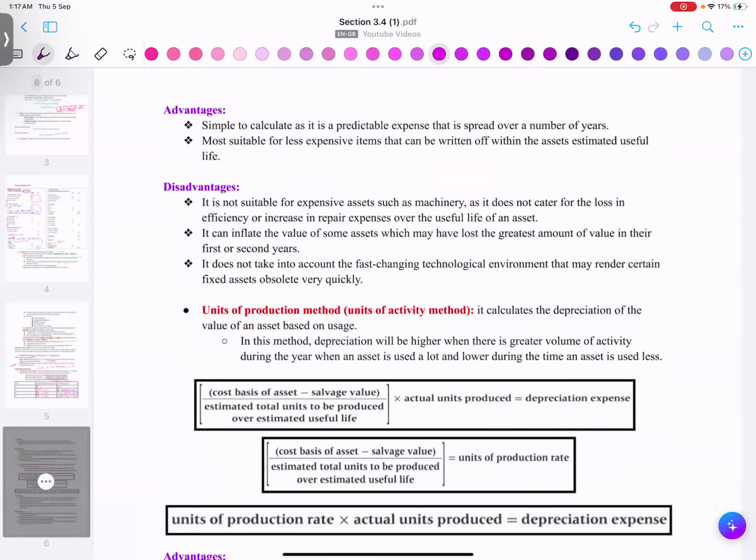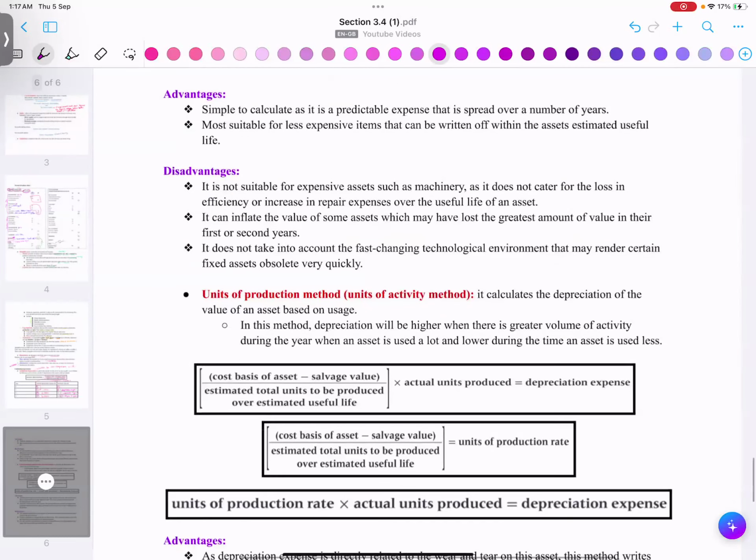Such as machinery, it does not cater for the loss in efficiency or an increase in repair expenses over the useful life of an asset, like I previously mentioned about the machinery part. So yeah, it's not that suitable, it's not that predictable because the first year it'll be working at a certain rate, but then at the third year it's going to be working at a pretty much slower rate. Okay. And it can inflate the value of some assets which may have lost the greatest amount of value in their first or second year, right?